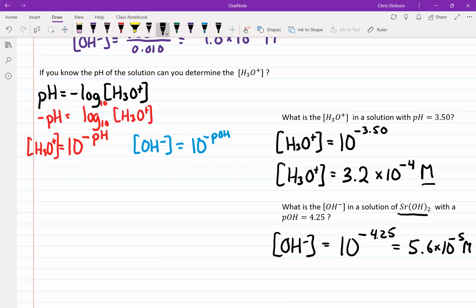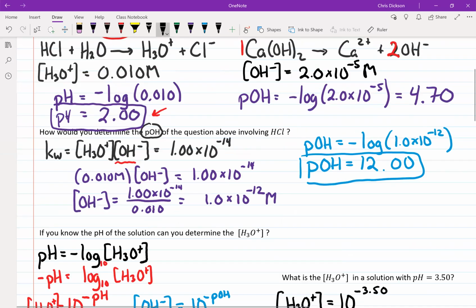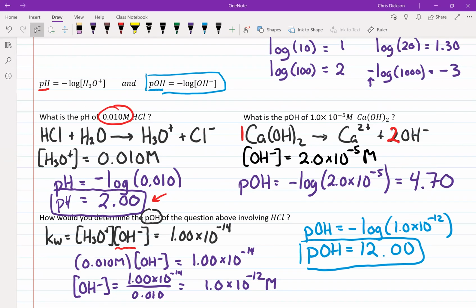Now, sometimes we have to be careful of the compound we dealt with, especially when there's a 2 here. Because if you look at the question above, when we did the pOH of this compound, notice that we had to times that by 2 to get the hydroxide concentration, because they told us the molarity of the compound, and from that we had to determine how much hydroxide we had, and that was of course in a 1:2 ratio.